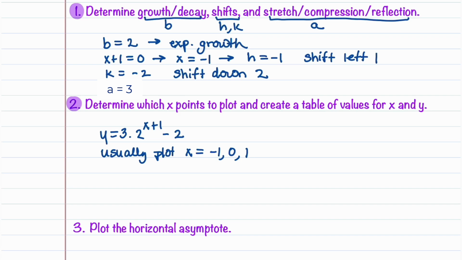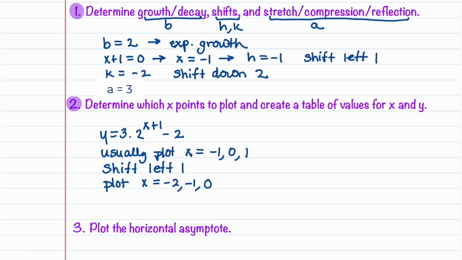Up above, we found that we shift left 1. So that means our x is going to have to change, and we're going to subtract 1 from it. So instead of plotting -1, 0, and 1, we're going to subtract 1 from each of those, and we're going to plot x is equal to -2, -1, and 0.